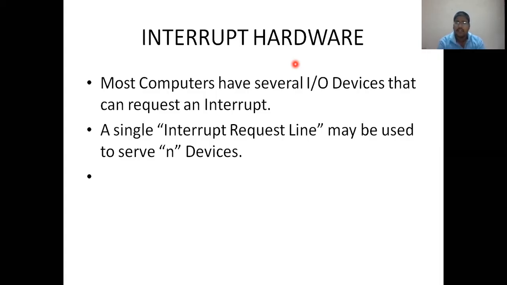A computer has different devices, input devices and output devices. So it has software components and hardware components. Generally, interrupt hardware means the interrupts that occur due to the hardware components. Hardware components are nothing but IO devices. IO means input output devices. Input devices are the keyboard and mouse, and output devices are the monitor, printer, and so on.